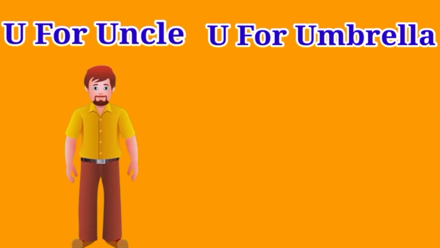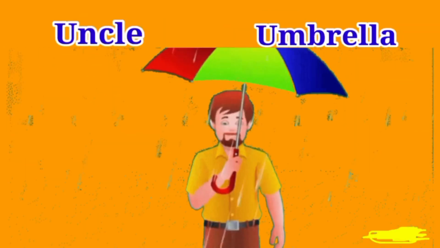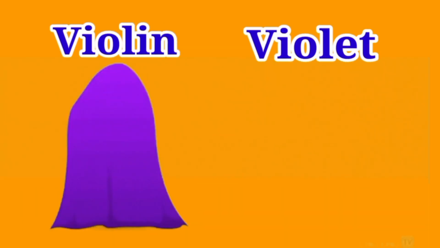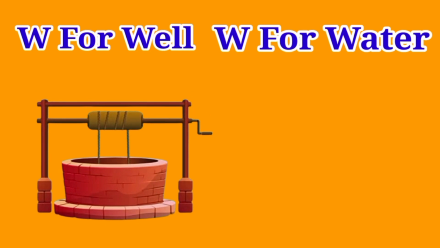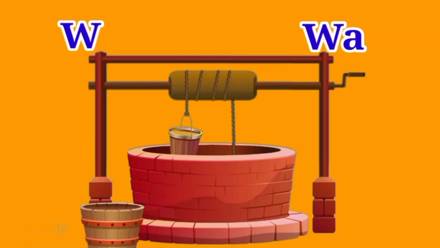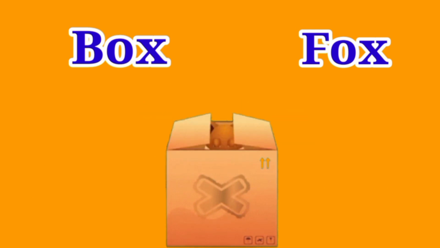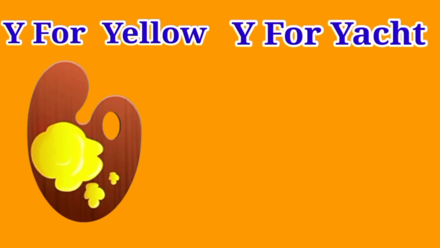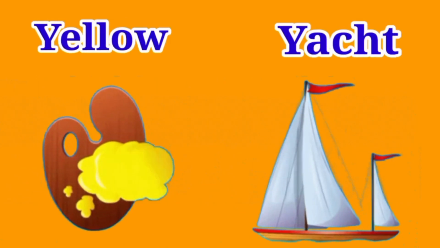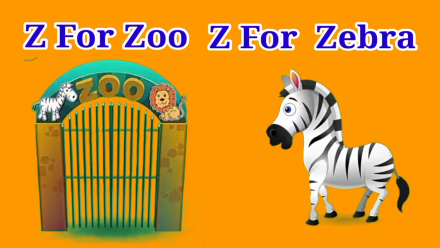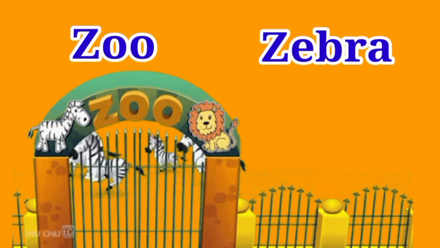U for uncle, U for umbrella. V for violin, V for violet, v v v. W for well, W for water, w w w. X for box, X for fox, x x x. Y for yellow, Y for yacht, y y y. Z for zoo, Z for zebra, z z z.